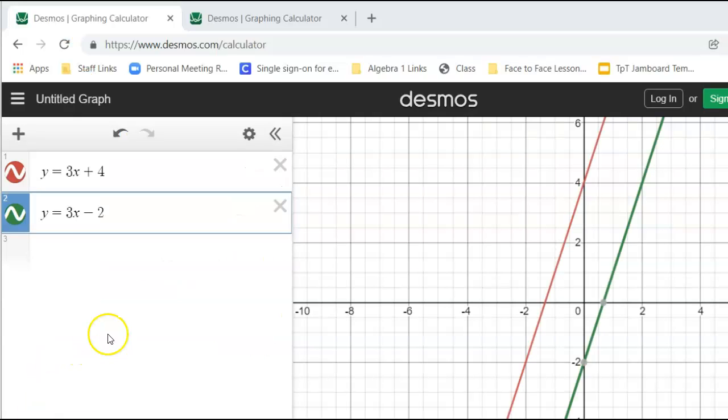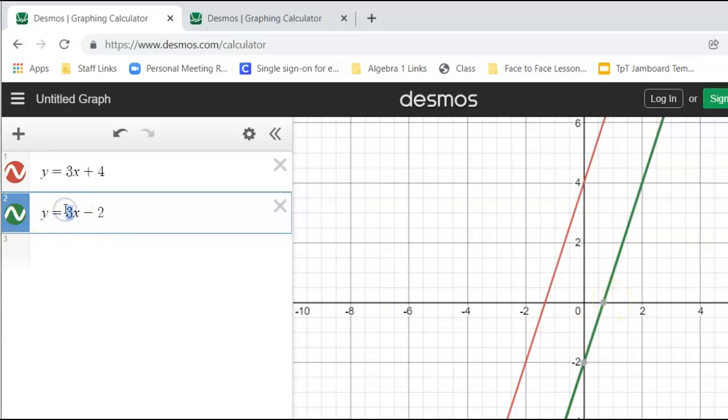If we take a look over here real quick, I graphed y equals 3x plus 4 and y equals 3x minus 2. Hopefully you remember that the coefficient of x is the slope, and it's the same here. And you can see when I graph them, they are indeed parallel. They never intersect. They have exactly the same steepness, so they're never going to cross.